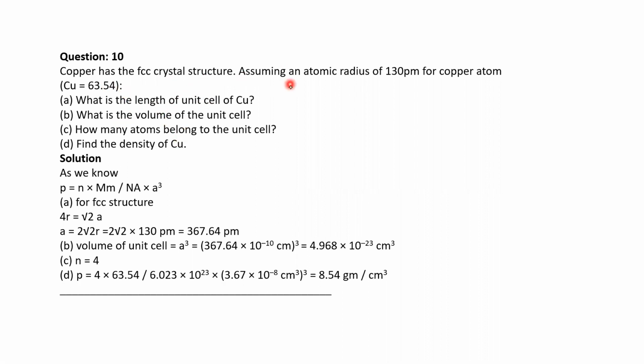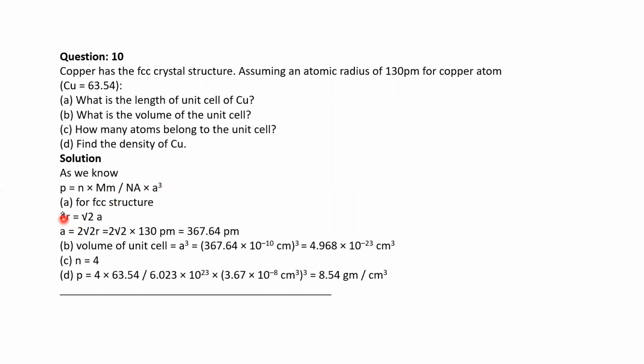So first, to find the length of the unit cell of copper, as we know, rho is equal to Z into M by a cube into N_A. Here Z is the number of atoms per unit cell, and I told you already, N and Z are similar. M is the molar mass of copper, 63.5, and N_A is the Avogadro number, which is 6.023 into 10 to the power of 23. And a is the edge length. Edge length is given as 130 picometers.